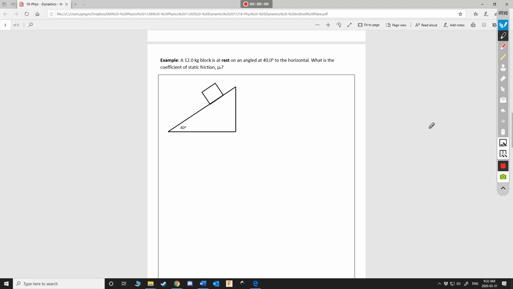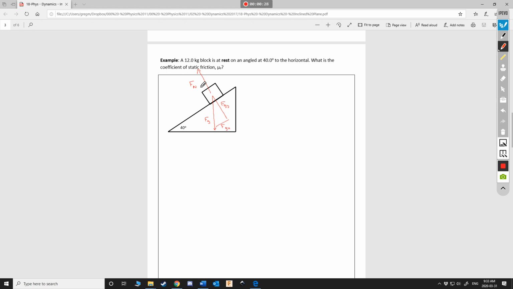This one says a 12 kilogram block is at rest. So if it's at rest, first of all, we know that we have force of gravity going down, like so. We have our force of gravity in the y direction, force of gravity in the x direction, and we have some normal force. Just these two forces, normal force and force of gravity.